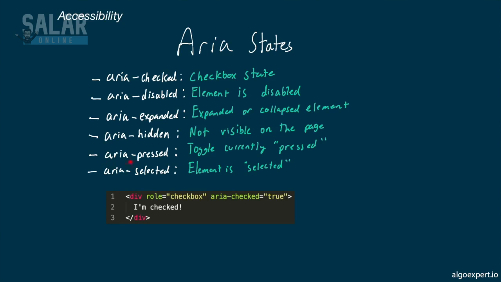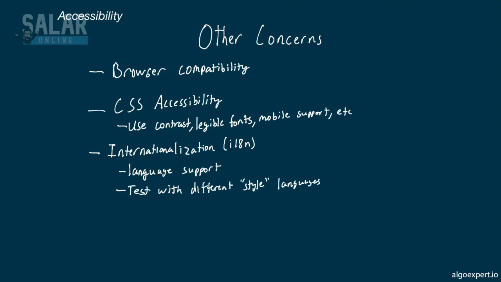Next, we have ARIA pressed, which can tell the user about the current state of a toggle. Is it currently pressed in or is it not? Lastly, we have ARIA selected, which is pretty self-explanatory. It tells the user if an element is currently selected or not. And again, there are a bunch more ARIA states. You could imagine pretty much any time that you have some stateful information that you would want to tell the user, there's probably an ARIA state that is associated with that information that you can add to make your website more accessible.